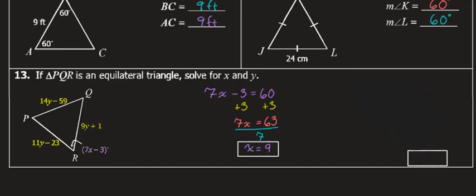To solve for y, we can use any two of the three side expressions. Because this is an equilateral triangle, whichever two expressions you choose to use, you will set them equal to each other. 11y minus 23 equals 9y plus 1. Subtract 9y from both sides.